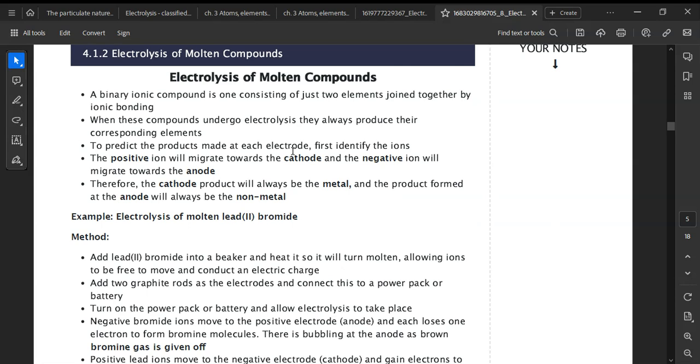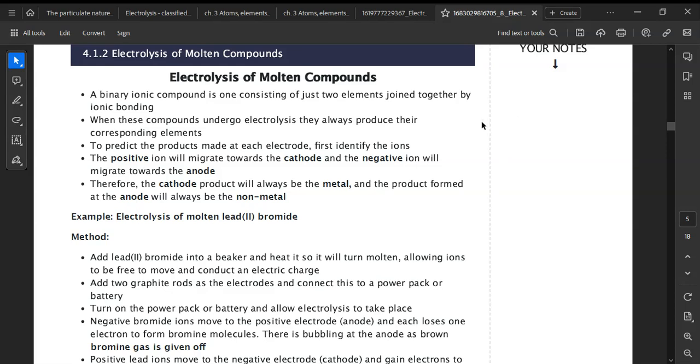Electrolysis of molten compounds. A binary ionic compound is one consisting of just two elements joined together by ionic bonding. When these compounds undergo electrolysis, they always produce their corresponding elements. To predict the products made at each electrode, first identify the ions. The positive ion will migrate towards the cathode, and the negative ion will migrate towards the anode. Therefore, the cathode product will always be the metal, and the product formed at the anode will always be the non-metal. Example: electrolysis of molten lead bromide.